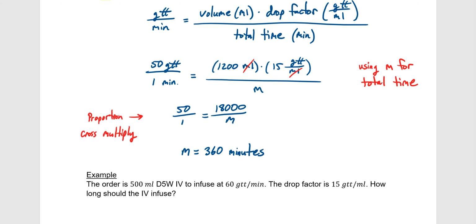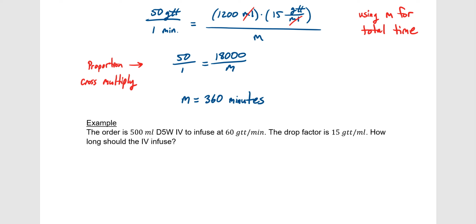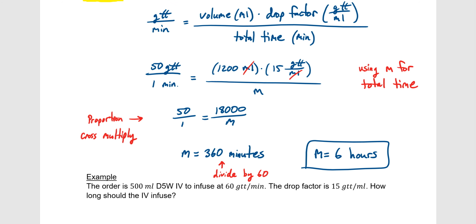So remember what we just did on the previous page. We want to convert this into hours and minutes. So what we would do is divide the 360 minutes by 60. And we get an infusion time of 6 hours. Okay, so it didn't show all the work just because we've done this. We've done the proportion with cross multiplying, and we just did the dividing by 60.